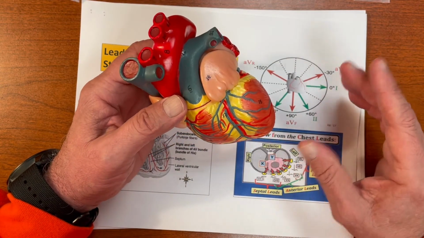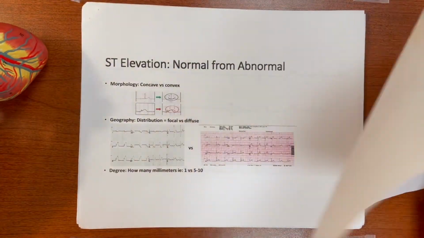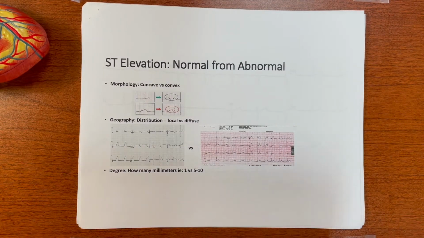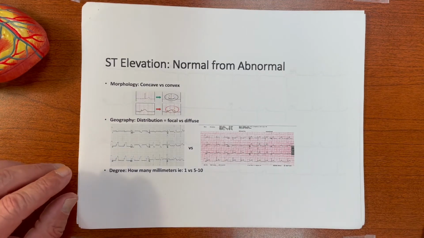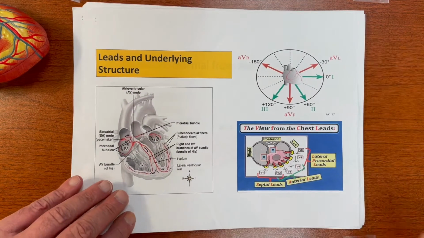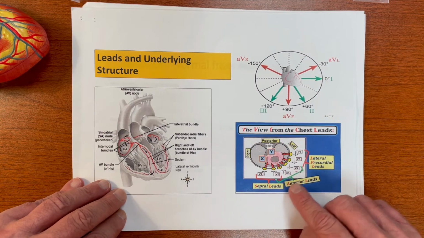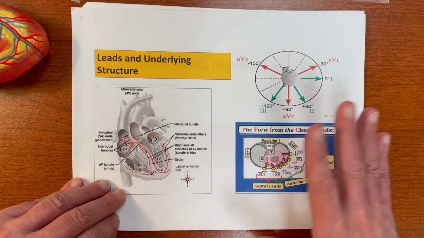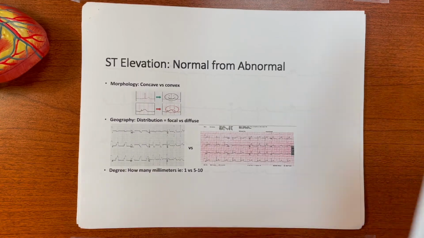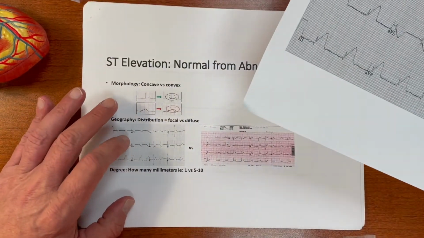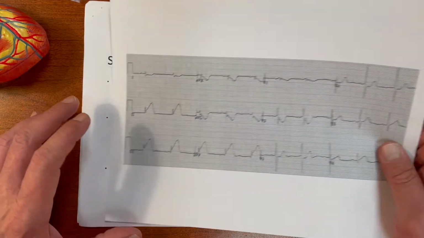So it's focal. In other words, focal on the EKG means that you're looking in a distribution that I can name. I can say it's inferior, 2, 3, F, it's septal, it's anterior, it's lateral. It's not diffuse. So on the 12 lead, it looks like this. And this EKG is just a blown up version of this one.